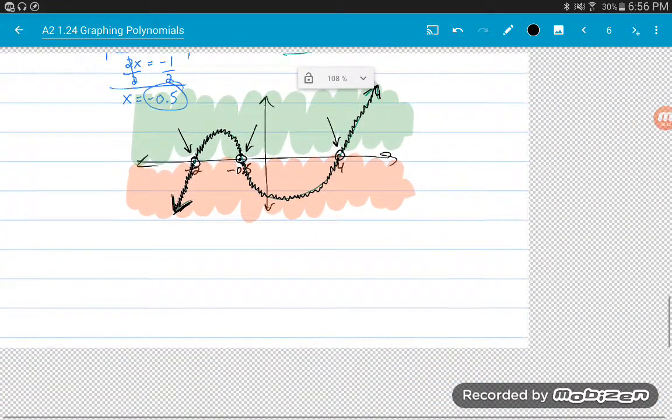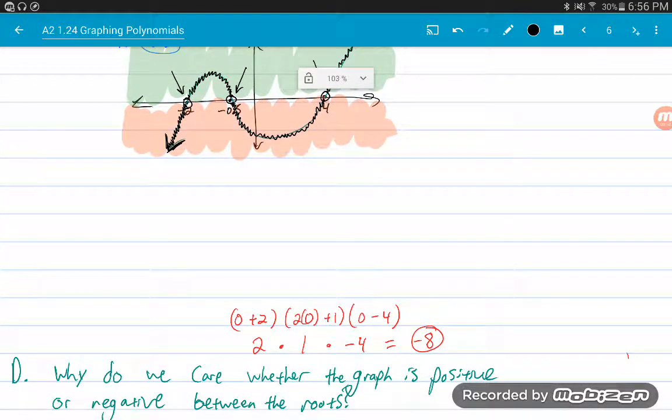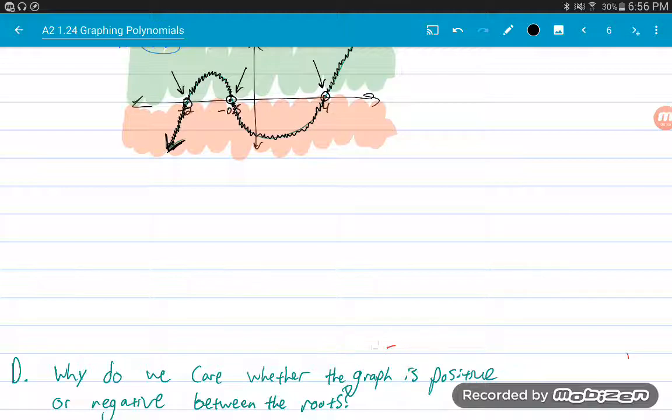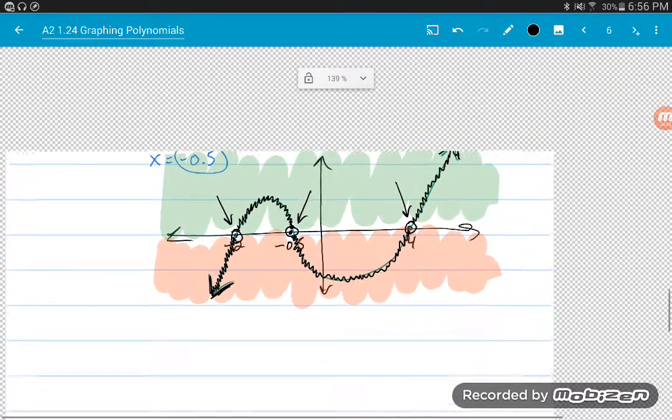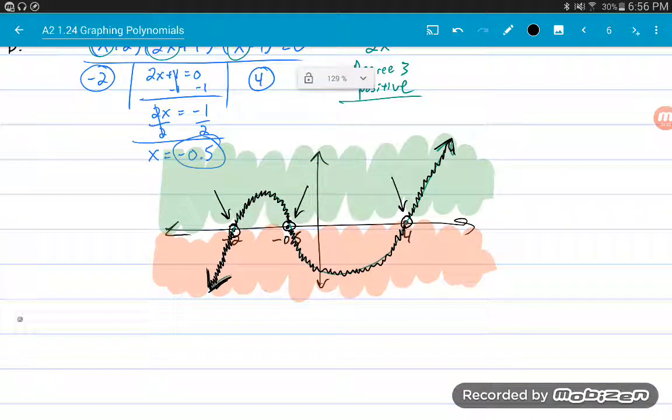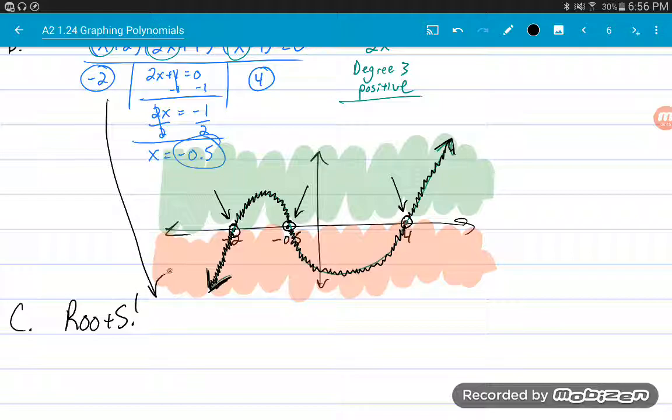So the answer to C is actually just the roots. And you could rewrite these if you want. I'm content to just say that it's the roots, but you can rewrite those three numbers if you want. Negative 2, negative 0.5, and positive 4.